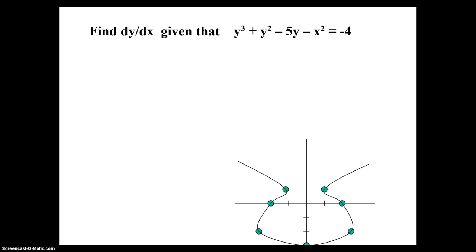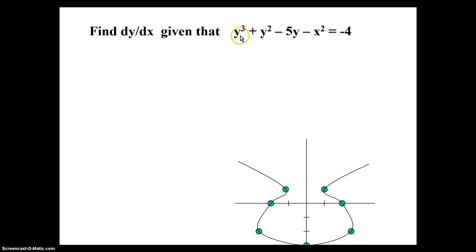Okay, so let's take a look at this next one. It is find dy dx given that y cubed plus y squared minus 5y minus x squared equals -4. So in this case, we need to, one more time, introduce implicit differentiation. So let's go ahead and basically derive or take the derivative of each term. Now keep in mind here that each term here is not being multiplied or divided by anything. So this is basically, we take each term, take the derivative of it.